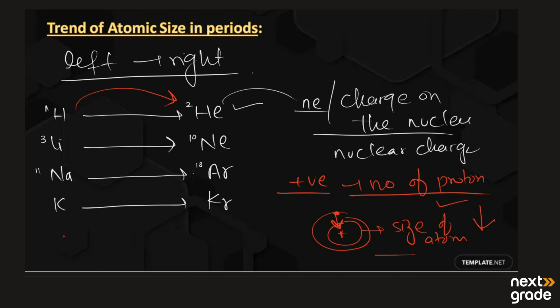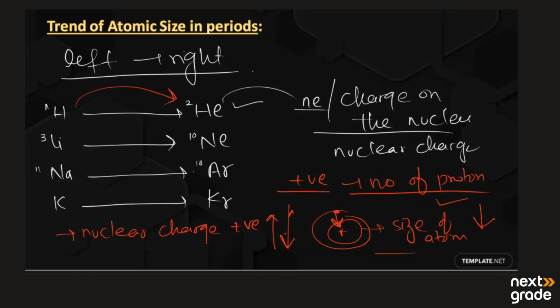And why does the size of an atom decrease? Because there is more nuclear charge. When the nuclear charge, or the positive charge, increases, then the atomic size decreases. So this is the simple trend of atomic size in the periods of the periodic table.